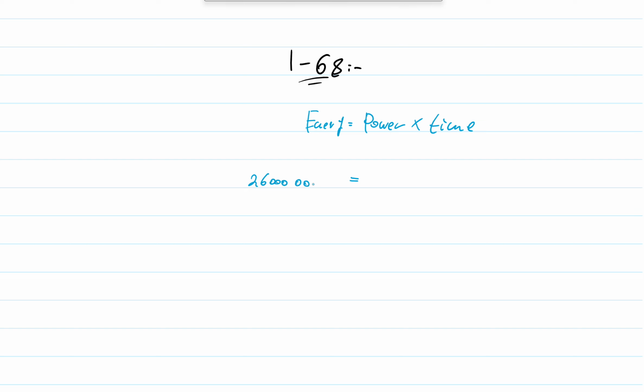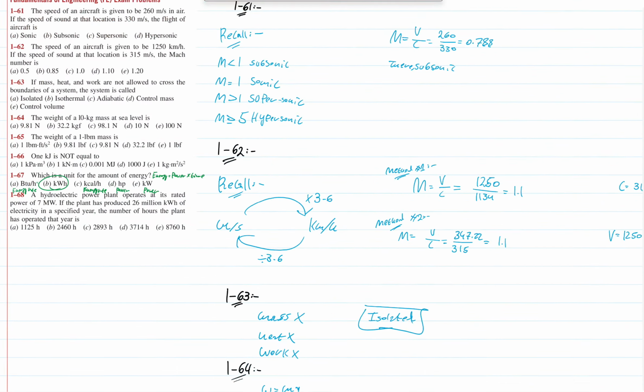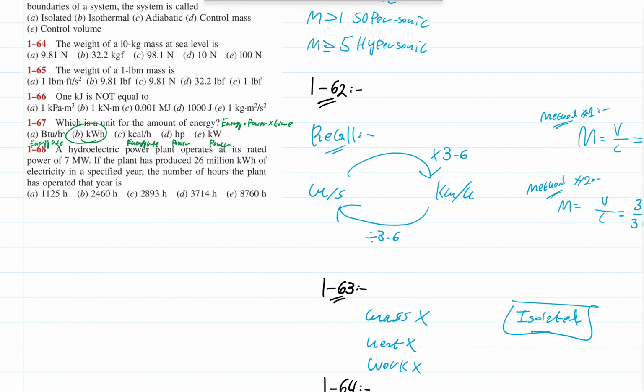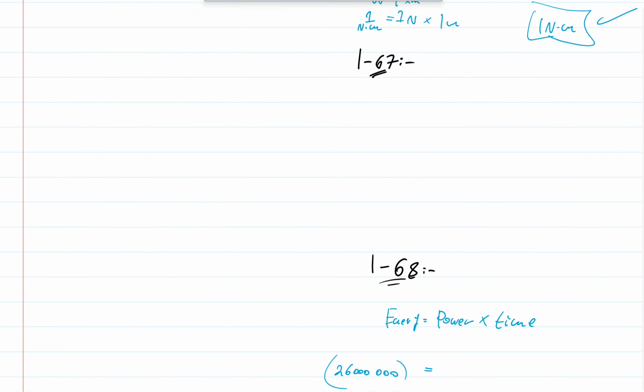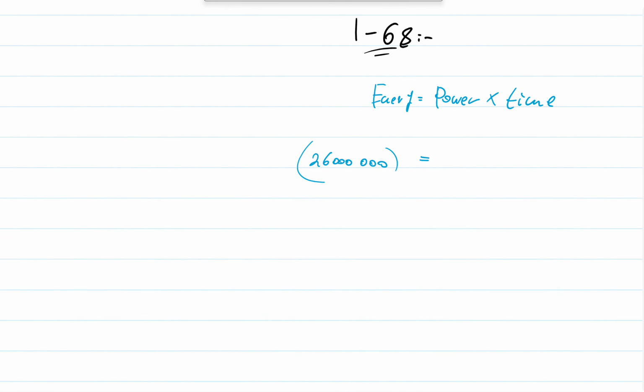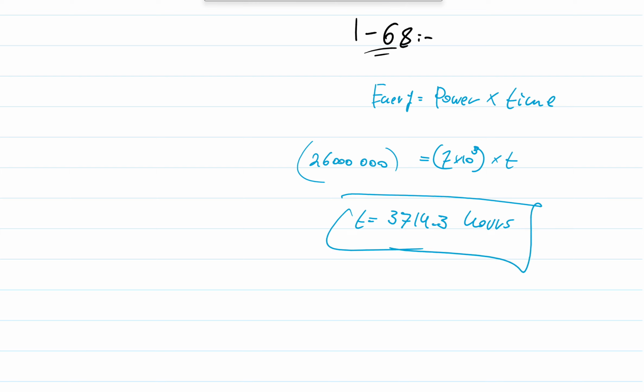And our power, since the base units is, what was the units? Yeah, the base units is supposed to be 7 kilowatts. So we just have to turn back to kilowatts. So the answer is going to become 7 times 10 to the power of 3 multiplied by time. Time is going to give us in hours, which is going to become 3714.3 hours. And like that, you're done.